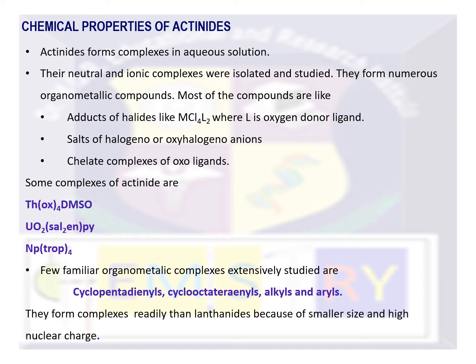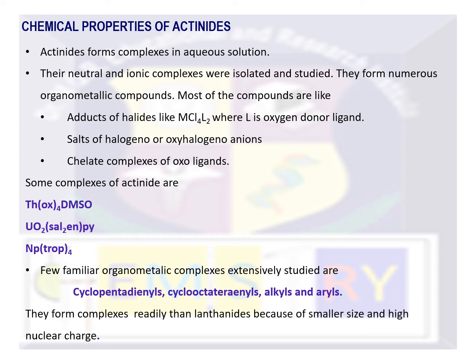Now we will see the chemical properties of actinides. So far we have seen the physical properties, the solubility, the color, the magnetic property, all those we have seen. Now we will see the chemical properties. Now actinides form complexes in aqueous solutions. Okay, when we say complexes, it means coordination complex.